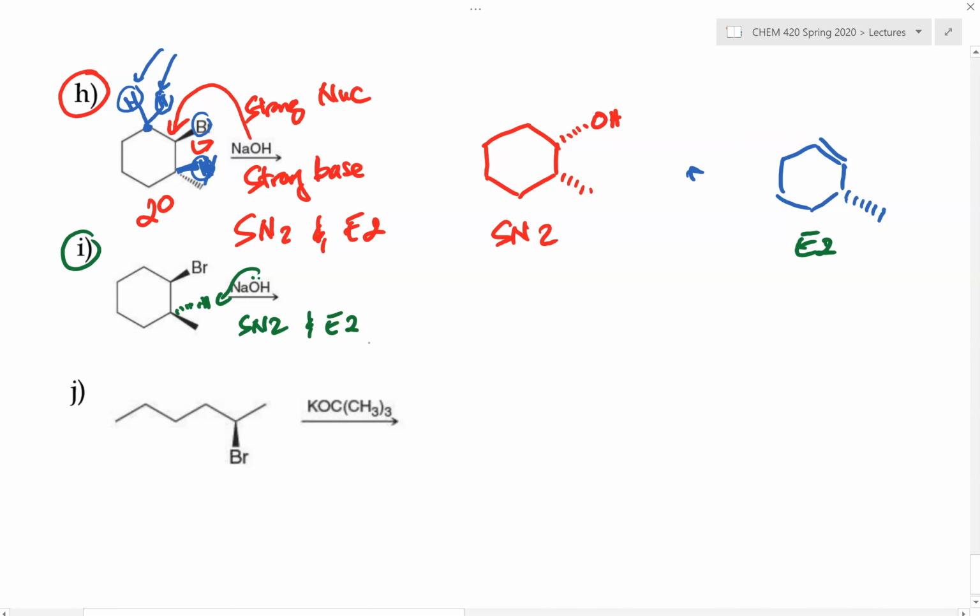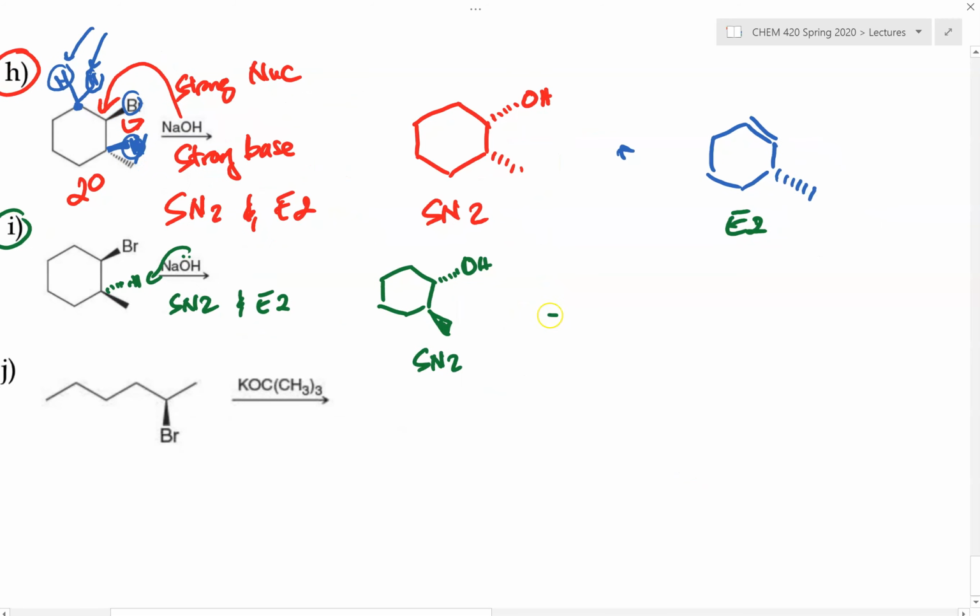So now let's draw the SN2 product first. The SN2 product is when the nucleophile comes in to attack the alpha carbon directly, and now we'll be able to have this product right here. So that would then be the SN2 product.